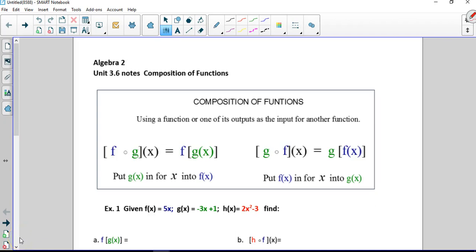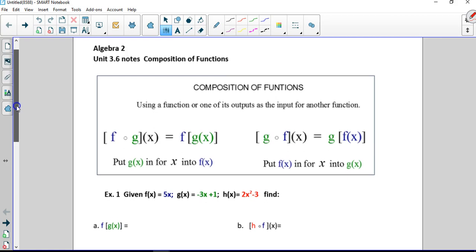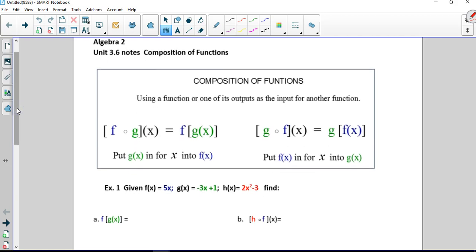Day 6 of notes. Day 6 of notes is composition of functions. When you have a composition, you put stuff together. This is composition of functions. This is missing a C, so it's kind of misspelled there. It should be functions. These things happen.